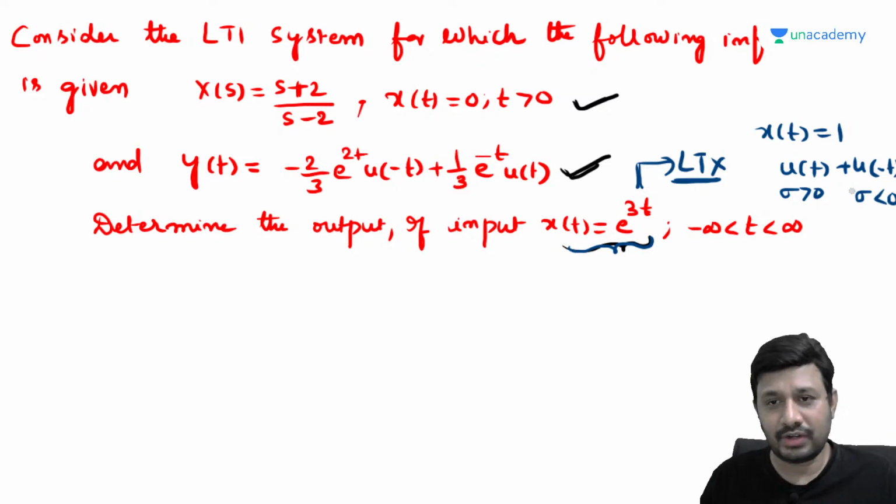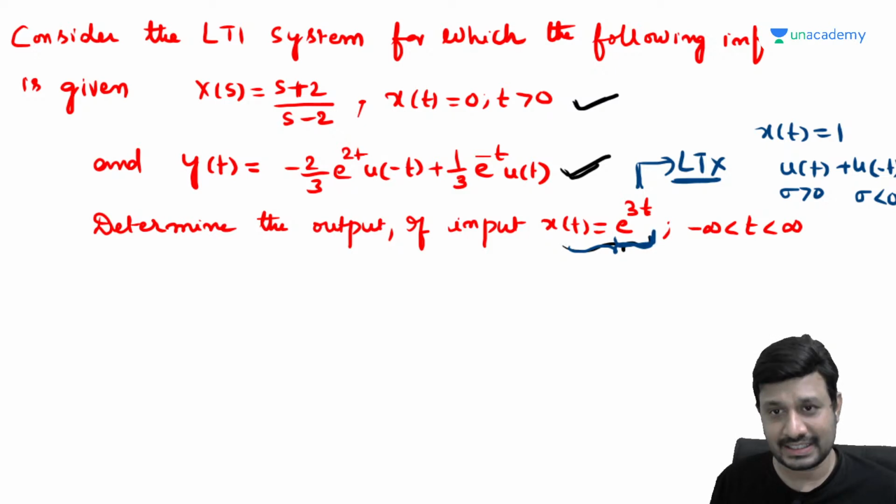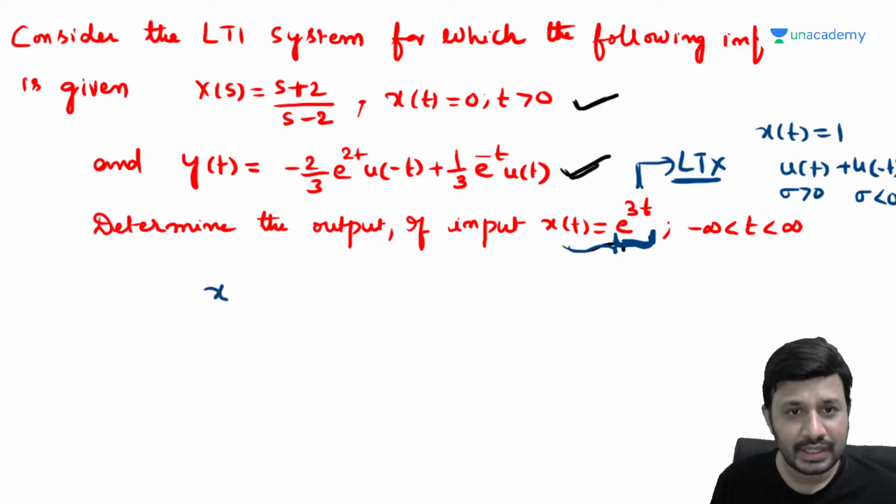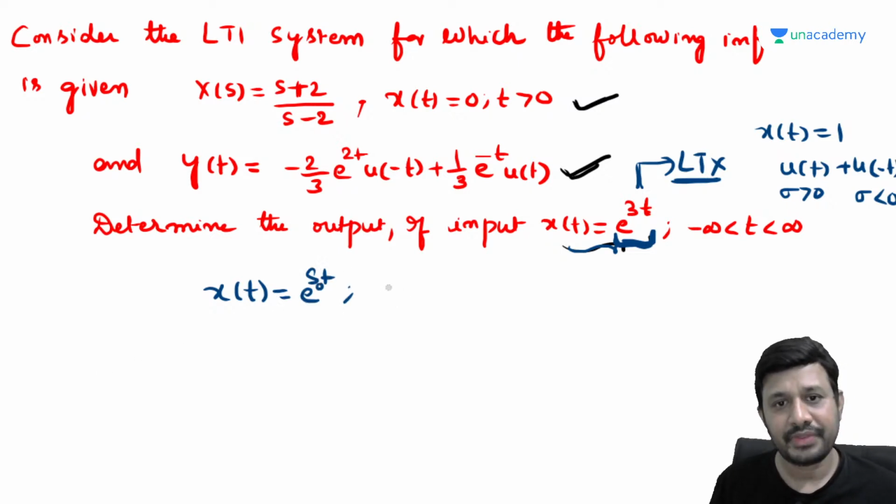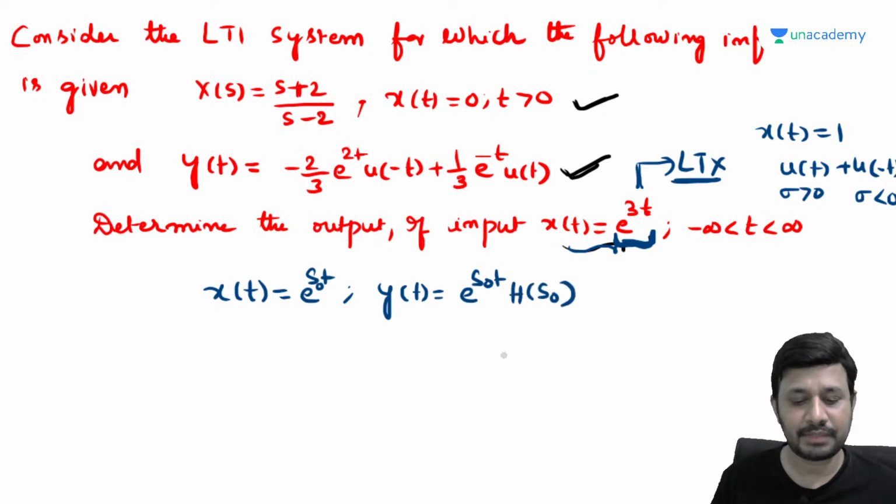We cannot find the Laplace transform of e power 3t, but given these kinds of signals as input to an LTI system, we can find the output using the Eigenfunction property. Whenever you have these kinds of everlasting signals, go for the Eigenfunction property of Laplace. What does it say? If the input to an LTI system is a signal of the form e power st or e power s naught t, then the output is the same e power s naught t multiplied with h of s naught. This is the Eigenfunction property.